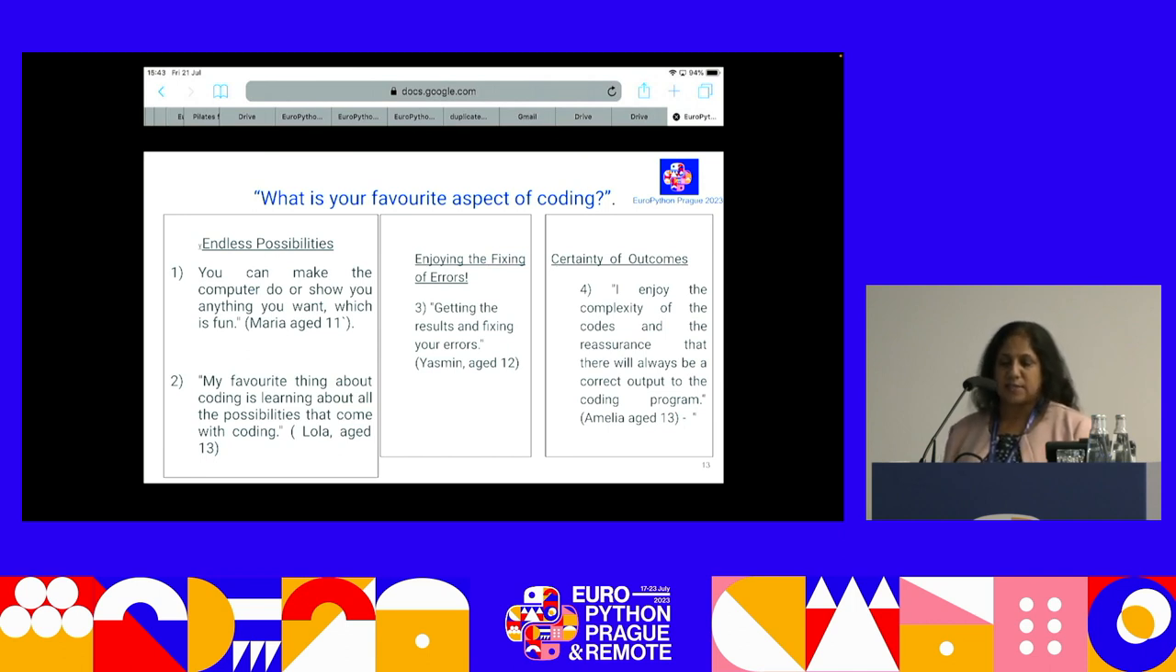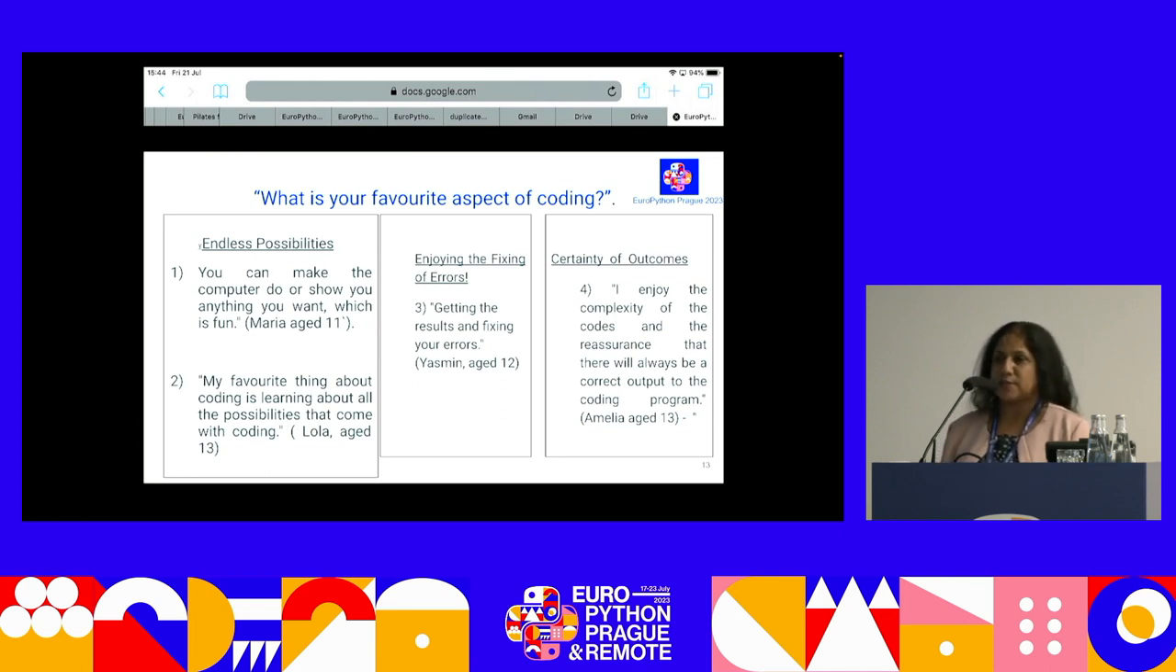There were answers related to the endless possibilities of coding. "You can make the computer do or show you anything you want, which is fun," said Maria, aged 11. "My favorite thing about coding is learning about all the possibilities that comes with coding," said Lola, age 13, echoing the sentiment. Some students enjoyed fixing errors. "Getting the results and fixing your errors," Yasmin, aged 12. Now, surprisingly, a number of students found joy in dealing with errors, a concept that I had always thought a necessary pain. And so these comments, they shed a unique perspective.